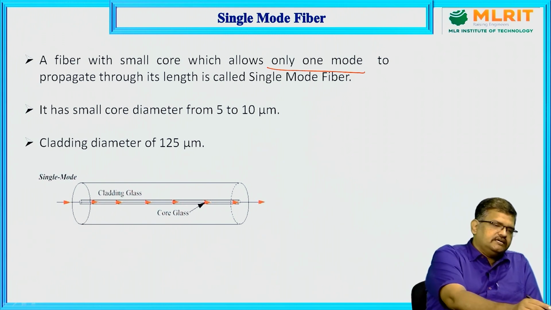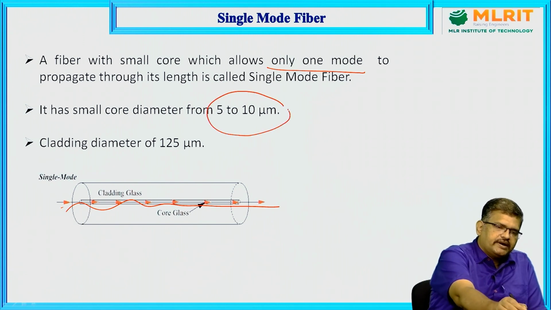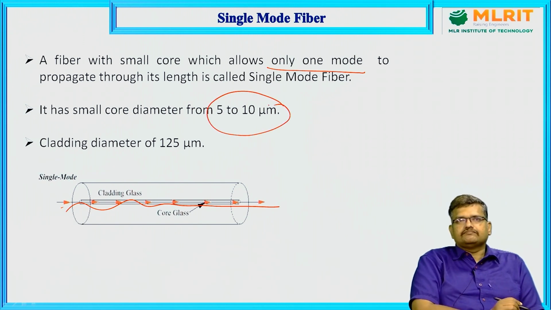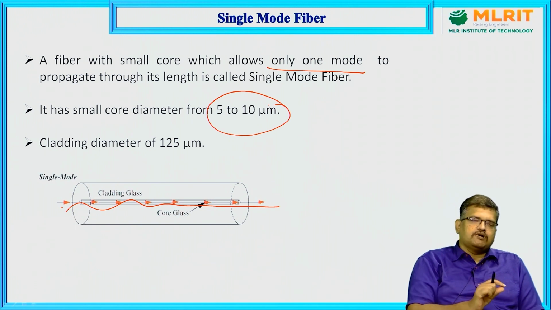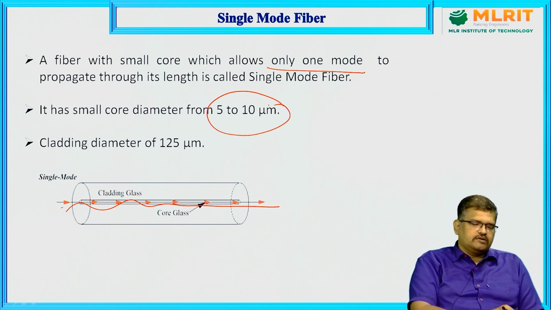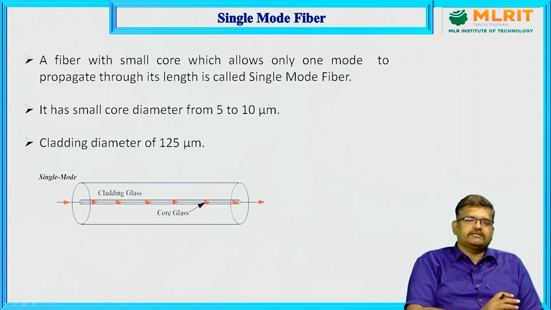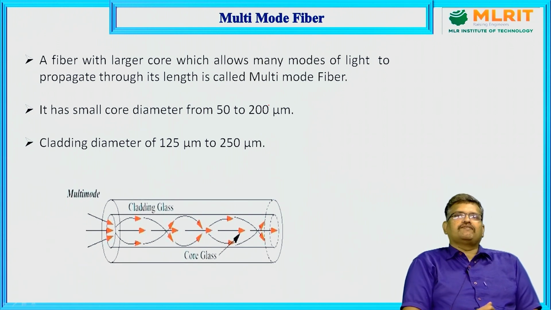It means that in a single mode fiber, only one signal is propagating, because the core diameter is in the range of only 5 to 10 micrometers, and the cladding is 100 to 125 micrometers. Because of the small core radius, we can transmit only a single signal, so we call it a single mode fiber. The mode is nothing but a signal. Fine. Now another one, multi-mode fibers.